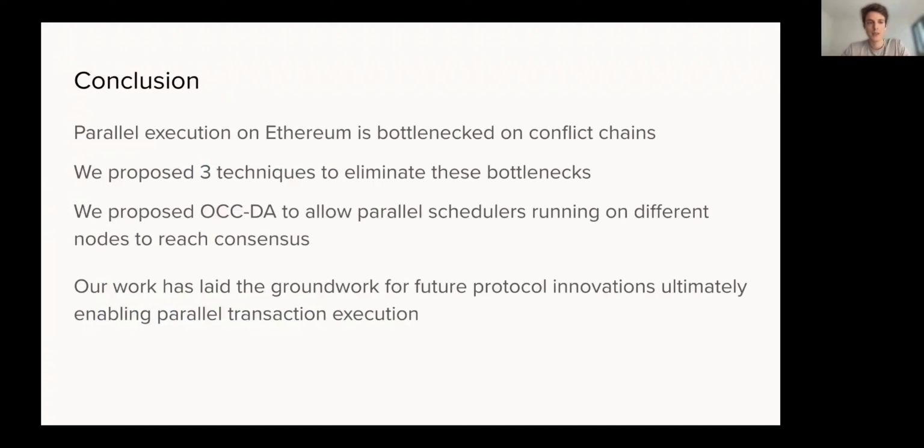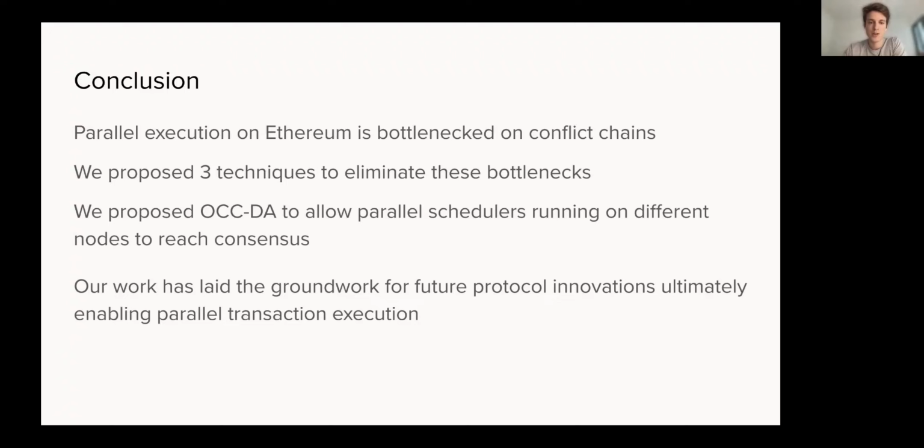So to summarize, we observed that parallel execution on Ethereum is often bottlenecked by a chain of conflicting transactions. And these conflicts are inherent in the programming model and the applications on Ethereum. To solve this issue, we proposed 3 different techniques, and these techniques can help eliminate some or much of these bottlenecks in the Ethereum programming model.